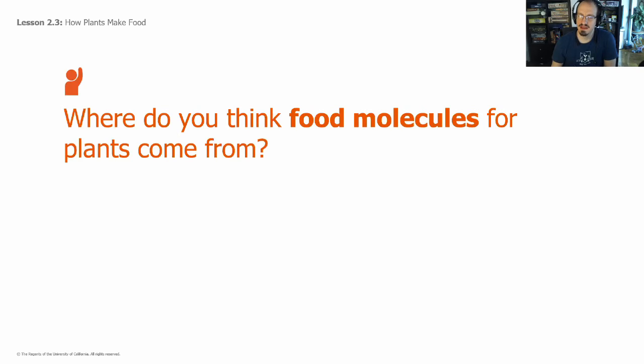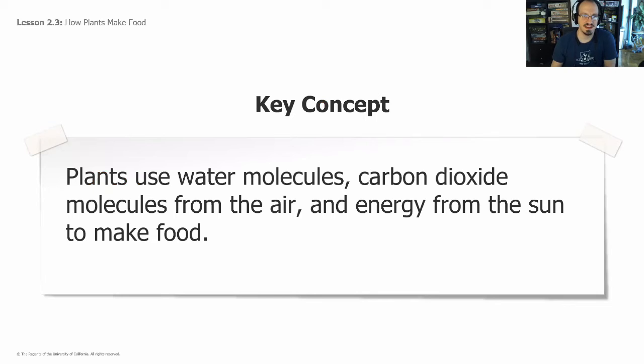Okay, so to answer that question, here's our next key concept. So I want you to write this down in the box off to the side here, and also write it down in your paper notes so that you can access it when we're making explanations later in the chapter. So plants use water molecules, carbon dioxide molecules from the air, and energy from the sun to make food.